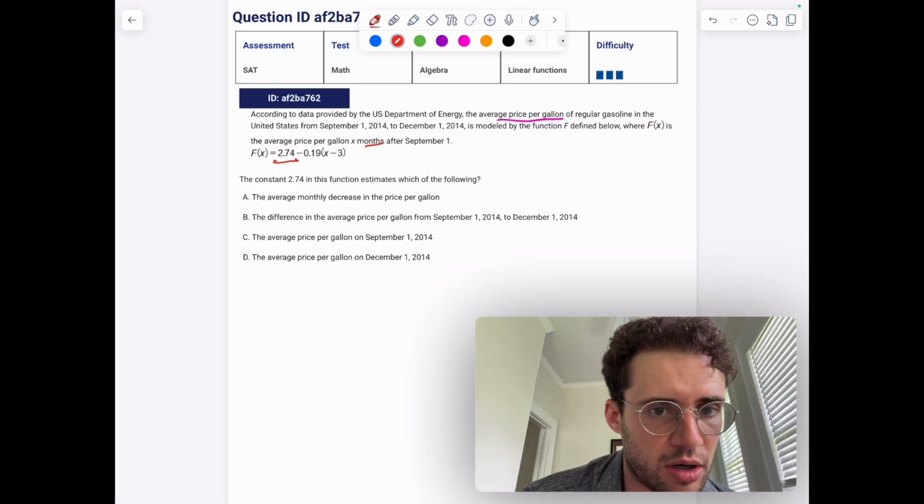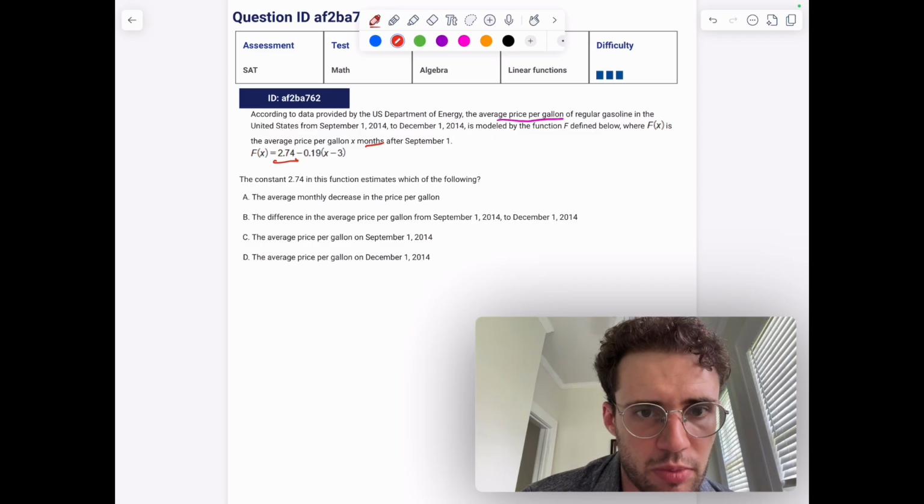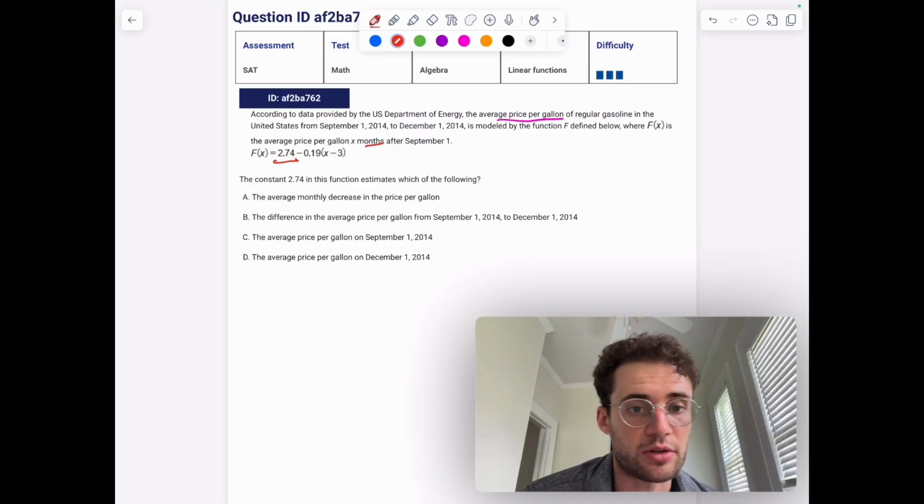3 minus 3 is 0. That would get rid of this part. And then each month after that, it goes down by $0.19, I think. The average price per gallon goes down that much.